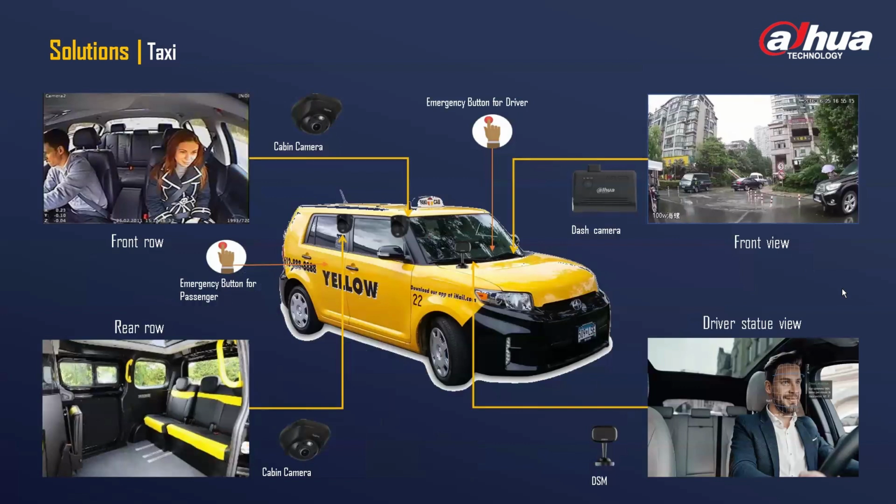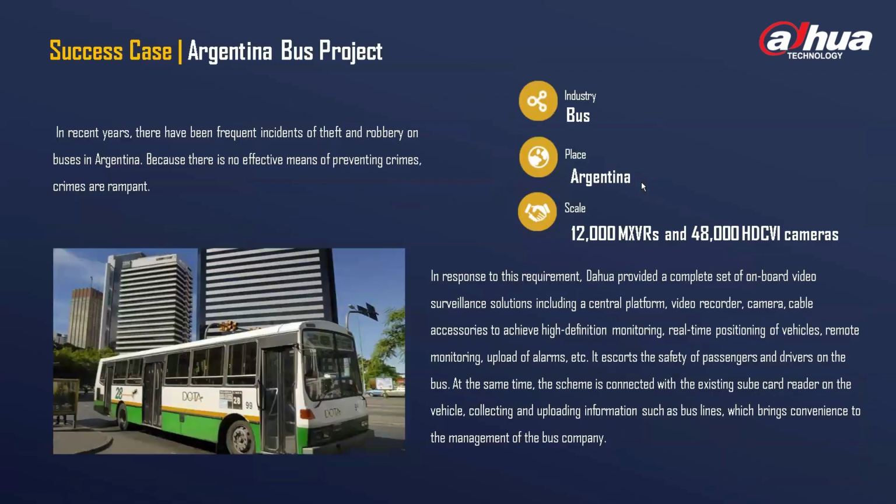Then we have the taxi. For the taxi, we look at this perspective. We have the cabin camera, the dashboard camera facing the front area, the rear cabin camera, and then the driver status monitoring camera. So four cameras in one solution. That kind of setup.